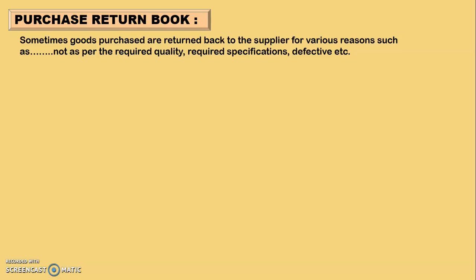Then we see purchase return book. Sometimes goods which are purchased may not be as per the specification or as per the sample given, or it may not be as per the required quality. In such case, the goods are returned back. Now these goods which were purchased on credit are returned back will be recorded in purchase return book.